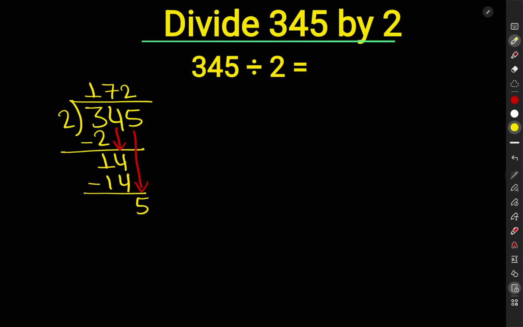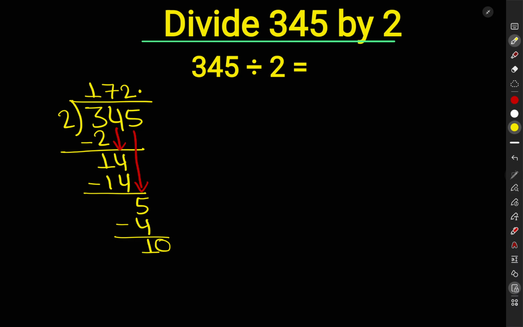So 2 times 2 means 4. On subtracting we get 1. So again this 1 is less than 2 and there is no other number beside. So we put here a decimal so that we take 0.